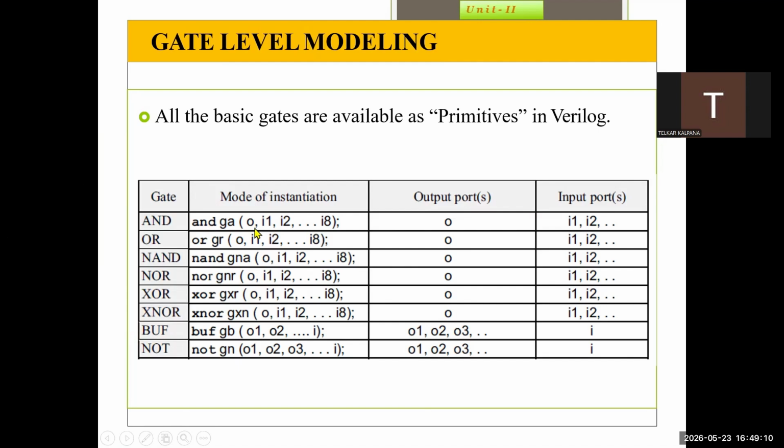This AND gate has one output called O and 8 inputs. This indicates that it is an 8 input AND gate. Similarly, you can instantiate the OR gate by its name or, in small letters, and likewise nand, nor, xor, xnor, buffer gate and not gate. Buffer gate is nothing but whatever input we give, the same output we get.